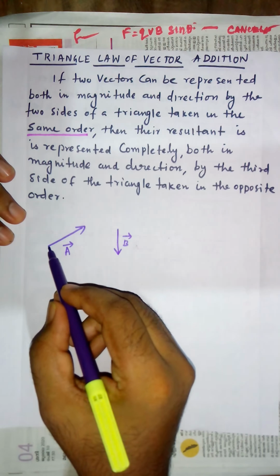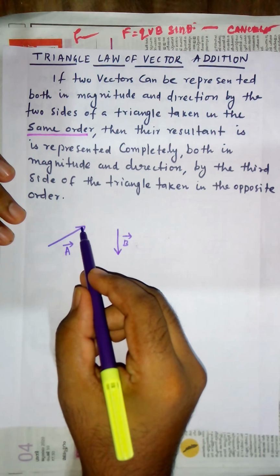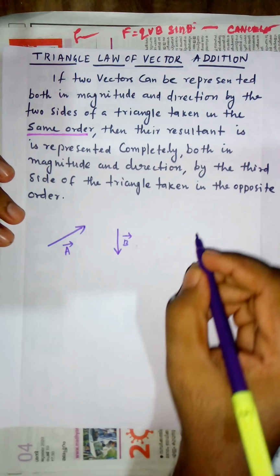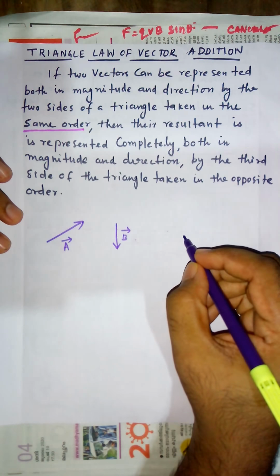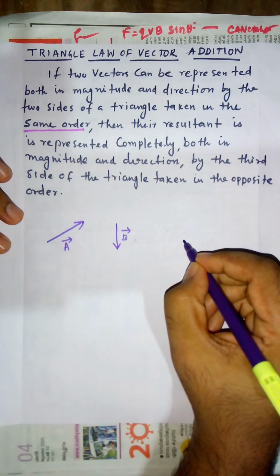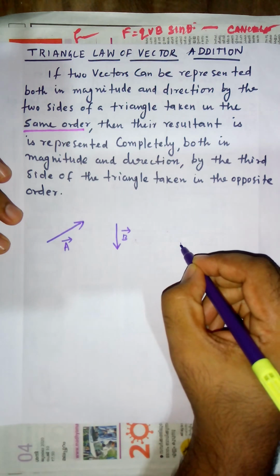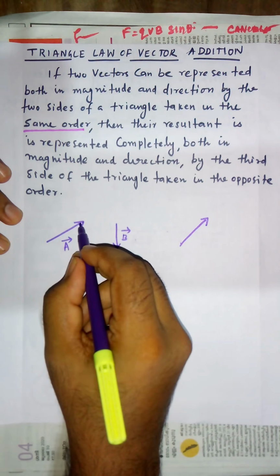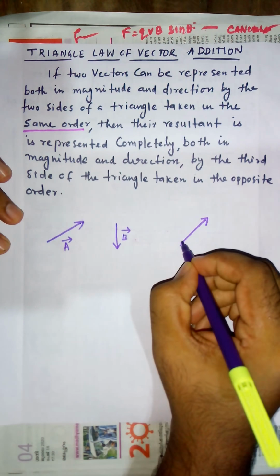First of all, I have to take the first vector. First vector is vector A, right? So I am going to redraw this vector A in some other place here in the same direction and in the same magnitude. Okay, that is very important. Same direction and same magnitude. Okay, so this vector and this vector have the same magnitudes.